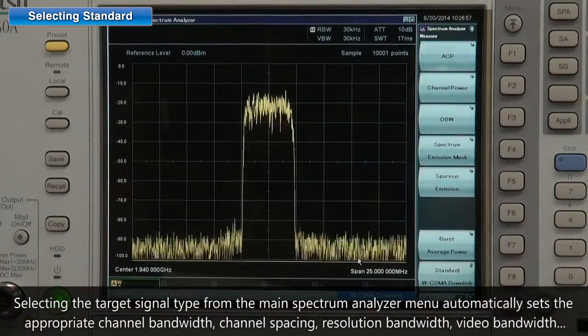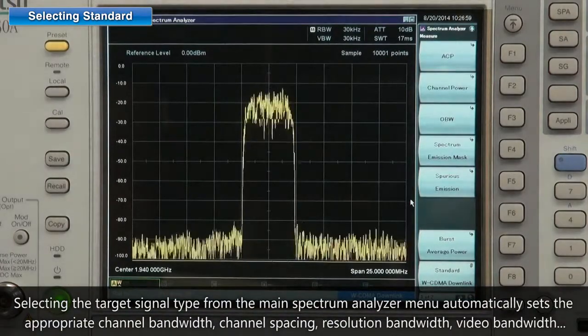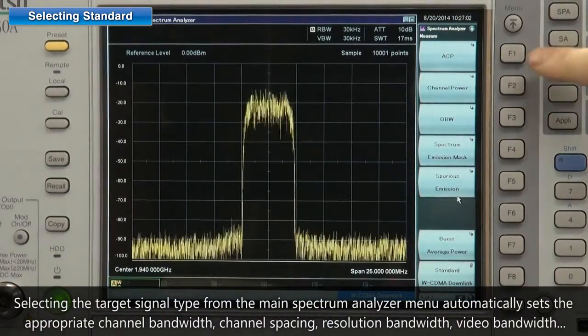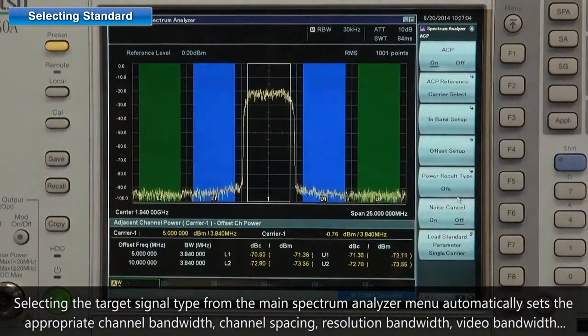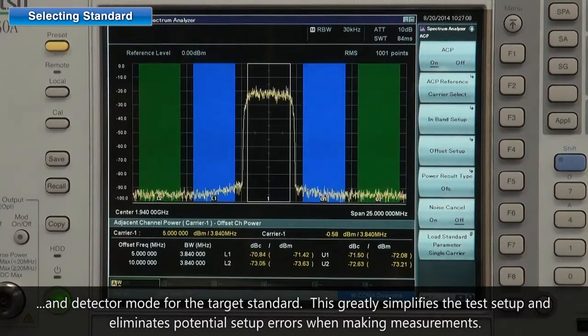Selecting the target signal type from the main spectrum analyzer menu automatically sets the appropriate channel bandwidth, channel spacing, resolution bandwidth, video bandwidth, and detector mode for the target standard. This greatly simplifies the test setup and eliminates potential setup errors when making measurements.